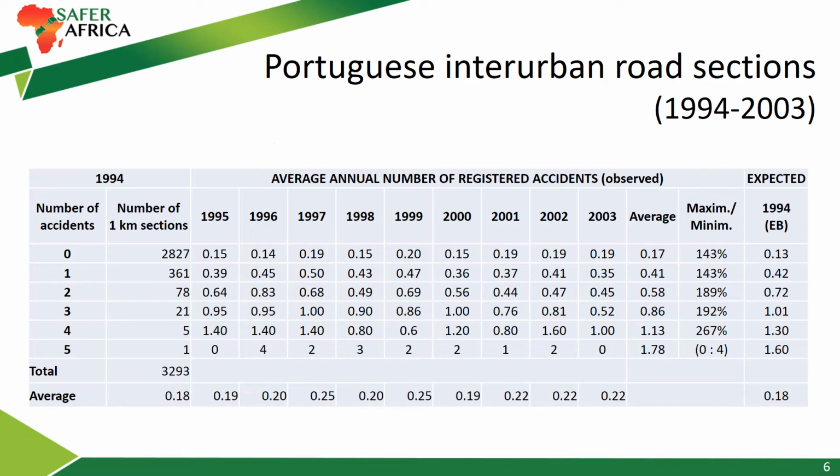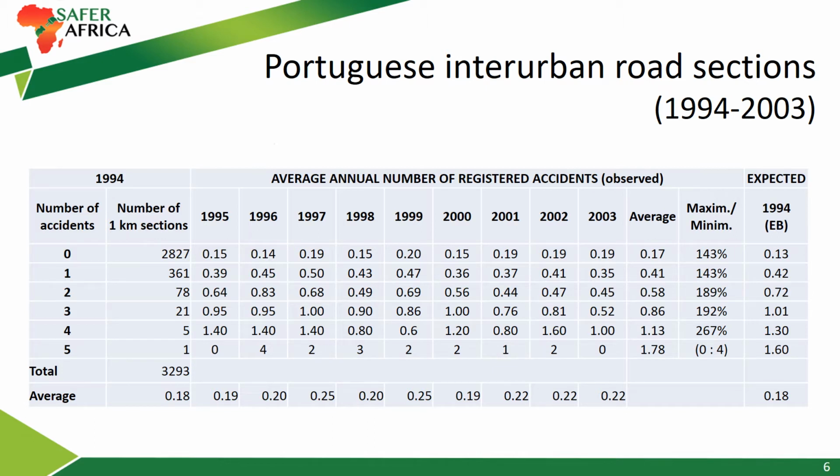In this slide, we use a similar procedure to Hauer's, but with accident data from Portuguese roads collected in the 10-year period from 1994 to 2003. These roads were divided in 1 kilometer sections. In the two leftmost columns of the table, we have the number of sections that had 0, 1, 2, 3, 4, 5 accidents in 1994.